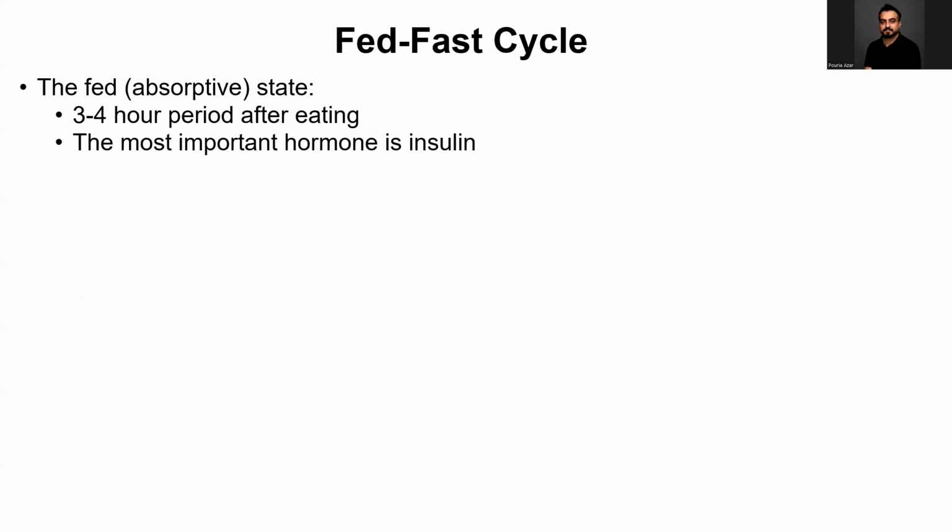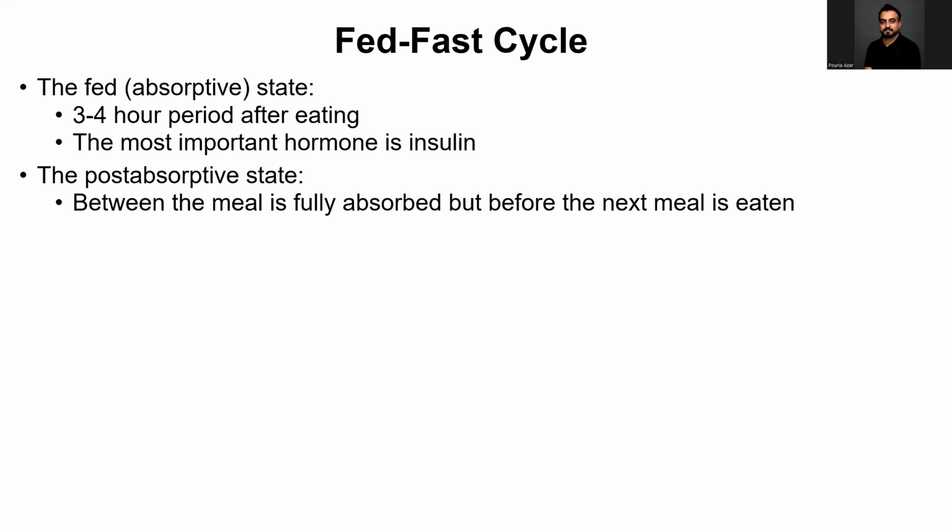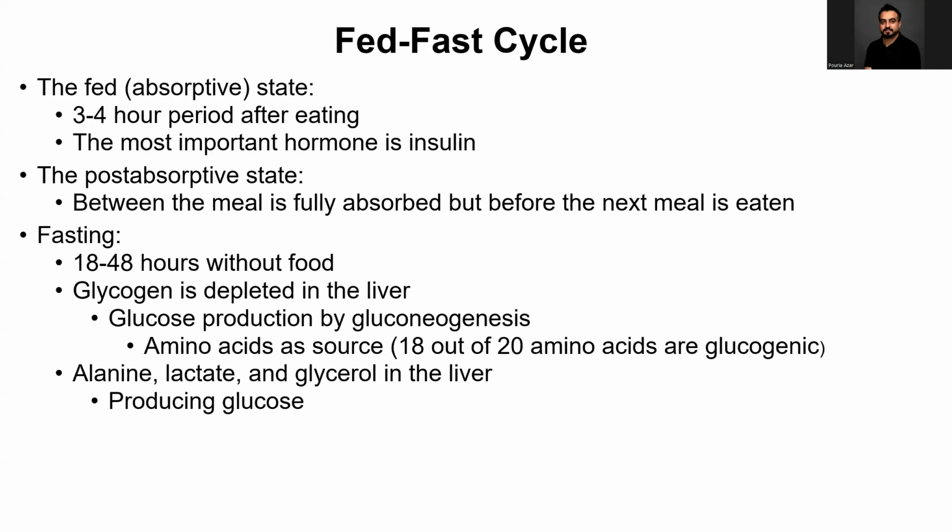We have a fed-fast cycle. The fed or absorptive state is a 3 to 4 hour period after eating, and the most important hormone in this state is insulin. And we have the post-absorptive state, which is between meals, after the meal is fully absorbed but before the next meal is eaten. And fasting is 18 to 48 hours without food.